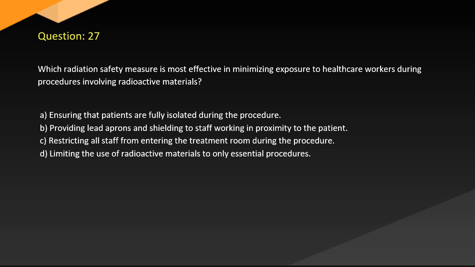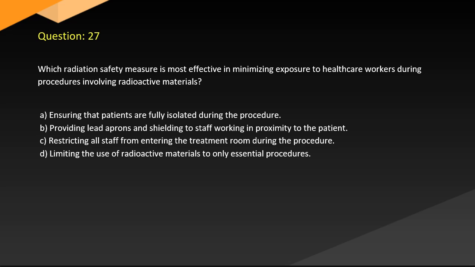Question 27. Which radiation safety measure is most effective in minimizing exposure to healthcare workers during procedures involving radioactive materials? A. Ensuring that patients are fully isolated during the procedure. B. Providing lead aprons and shielding to staff working in proximity to the patient.